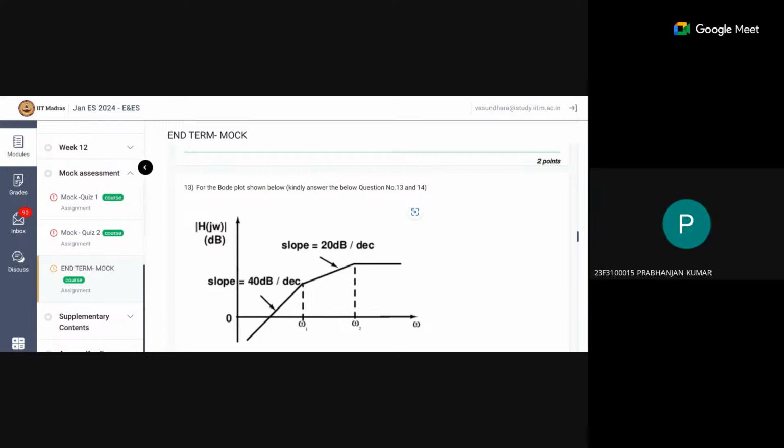Hello, ma'am, this question, how to do omega 1? Can you again repeat? He was asking, we don't know the k value, I mean that constant term in the transfer function. Without knowing that, how to find out this omega 1 and omega 2? But that is not required. K value will not be affecting the value of the corner frequency.